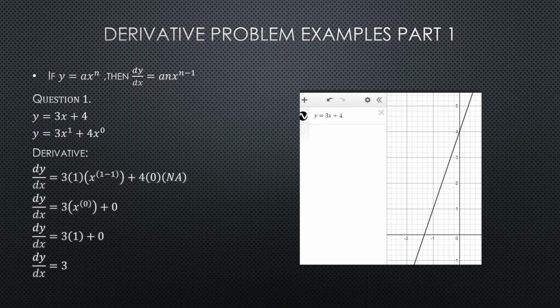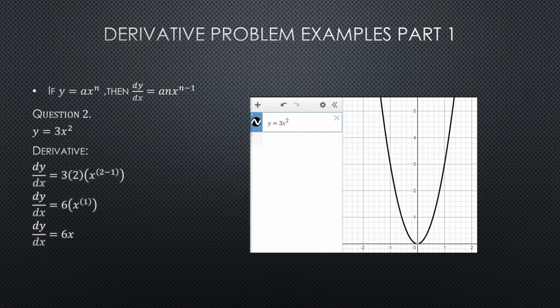And I've got the Desmos graph of y equals 3x plus 4 here. And just like before, if we calculated the slope at any point on that line, we would see that the slope is in fact equal to the derivative dy/dx of 3.